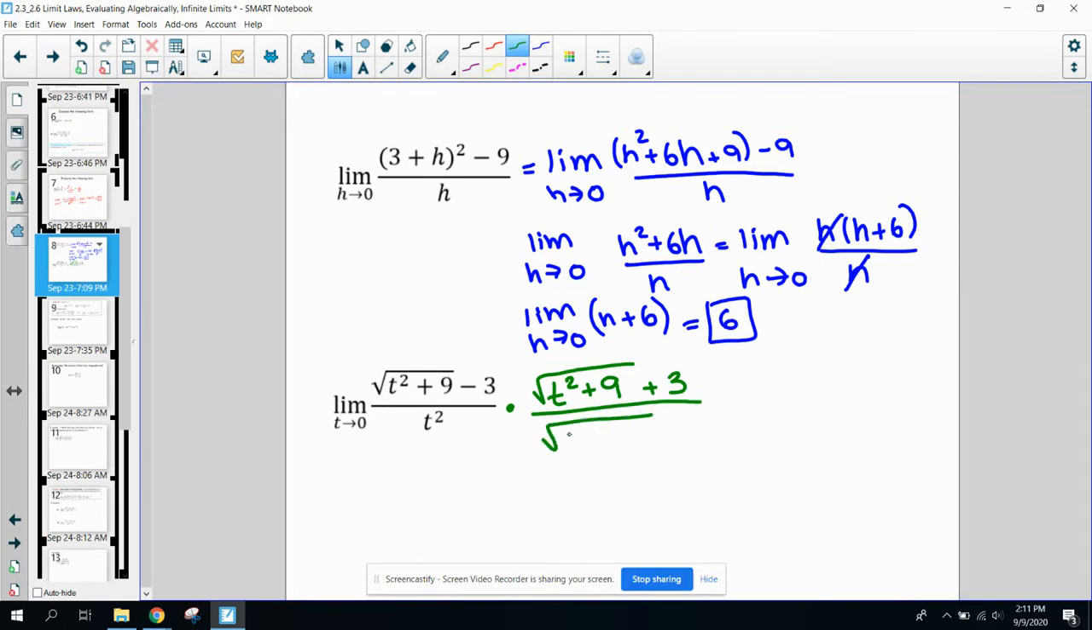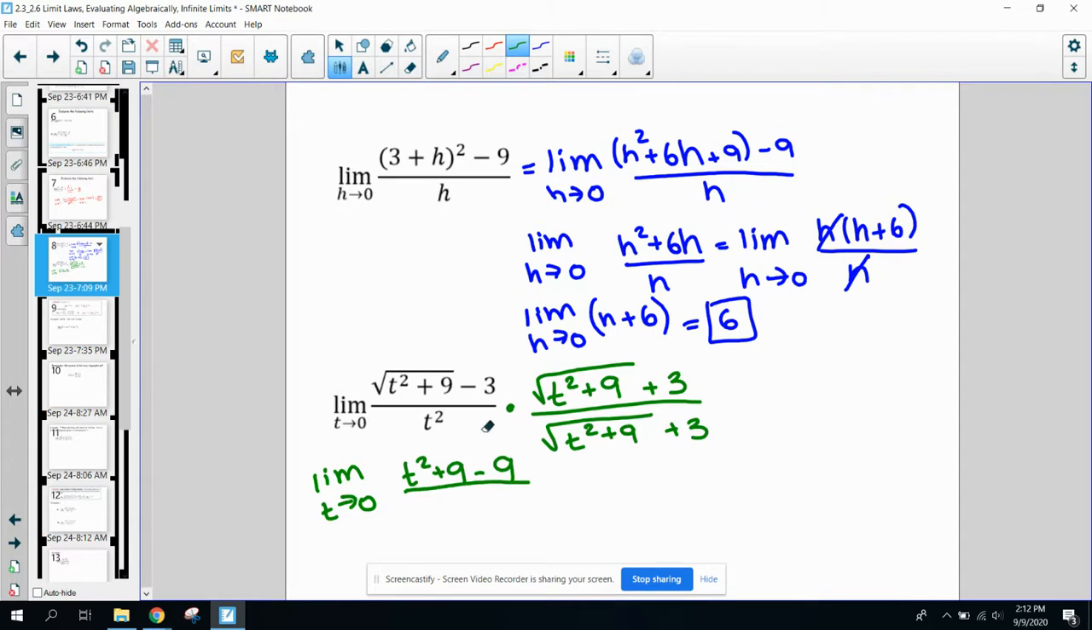The point of doing this is that it's going to help us cancel things out in the top, and that's going to help us in a little bit. Okay, so here we're going to FOIL. If you FOIL the top together, the square roots are going to cancel each other out. So let's write this like this, the limit as t approaches 0. If I multiply those square roots, I'm just going to get t squared plus 9 out of the radical. If I multiply the square root times 3 and then negative 3 times the square root, they're going to cancel each other out. So now I just have negative 3 times 3, so negative 9.